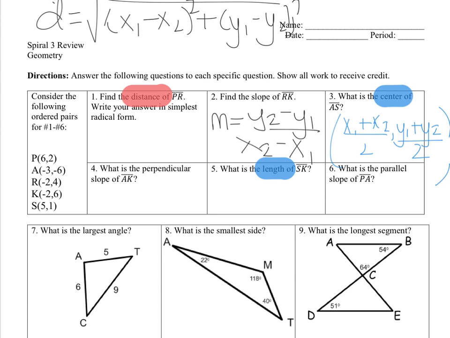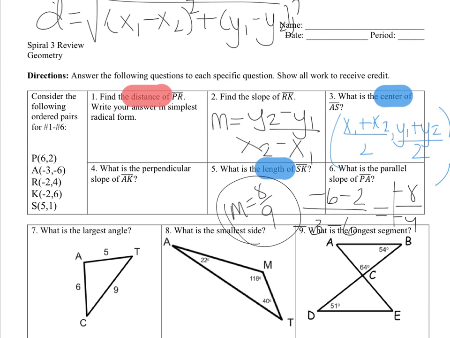And then on number 6, what is the parallel slope of PA? So I would find the slope of PA first. So let's go ahead and do this one since I'm talking about it. So I have -6 minus 2 over -3 minus 6. So I have -8 over -9. So m equals 8 over 9. So my parallel slope is also 8 over 9.